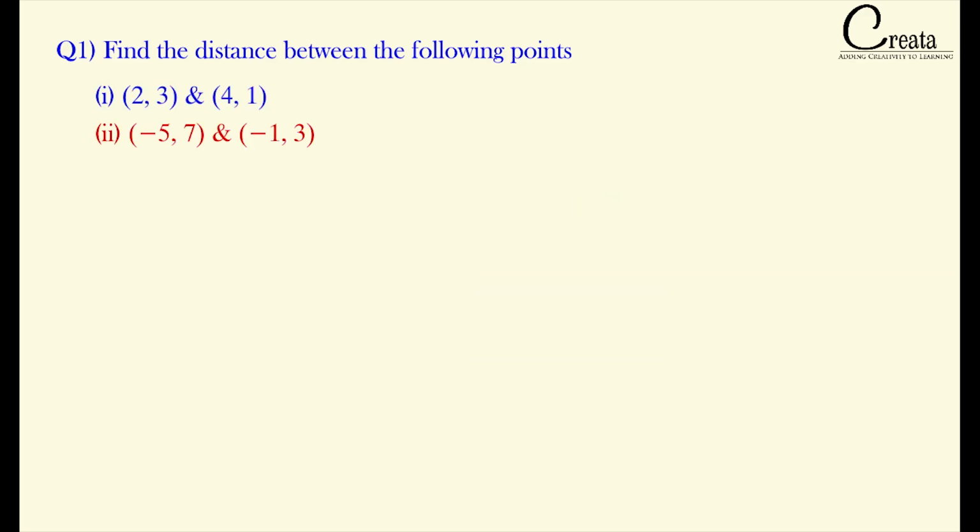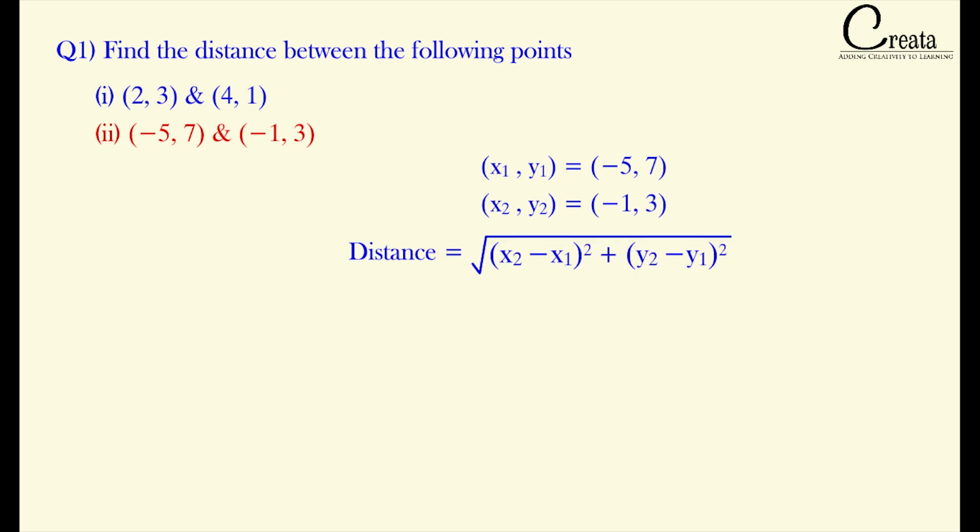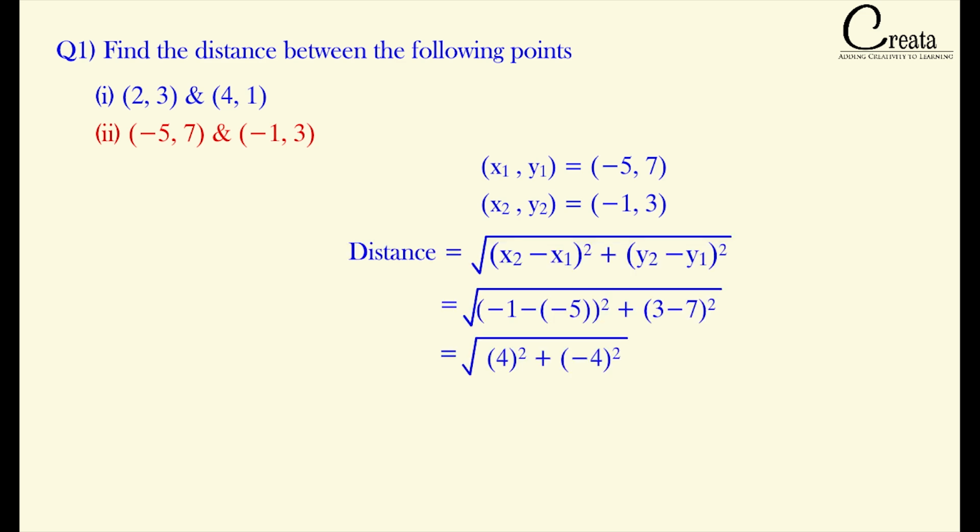Let's jump to the second question. In this question, we have to find the distance between the coordinates minus 5, 7 and minus 1, 3. Here x1 y1 is minus 5 comma 7 and x2 y2 is minus 1 comma 3. Directly putting the value, on solving we got our answer, that is the distance between these 2 points as 4 root 2. Okay, got it? Very simple one, just to show you the implementation of the formula.